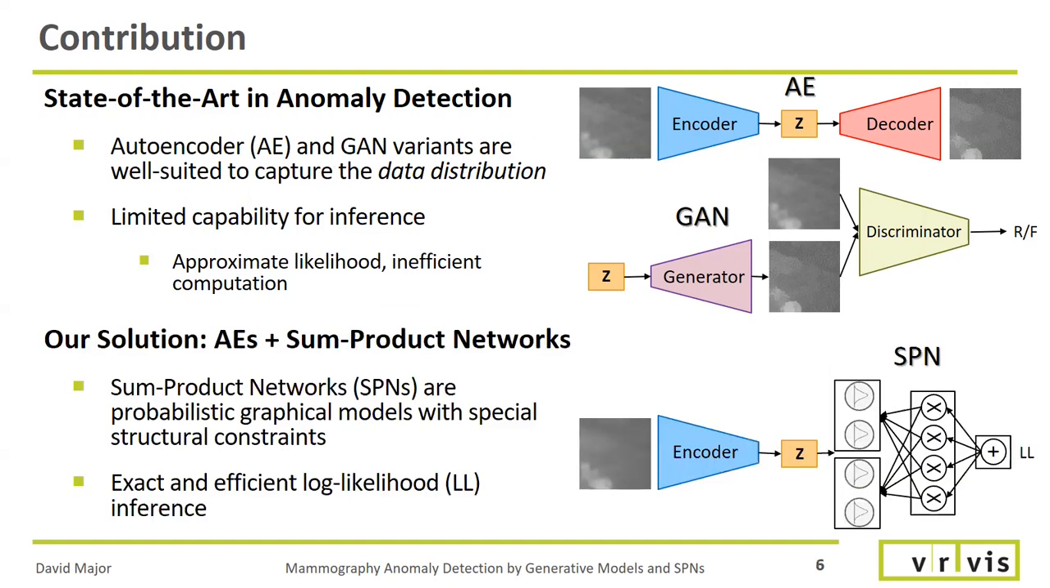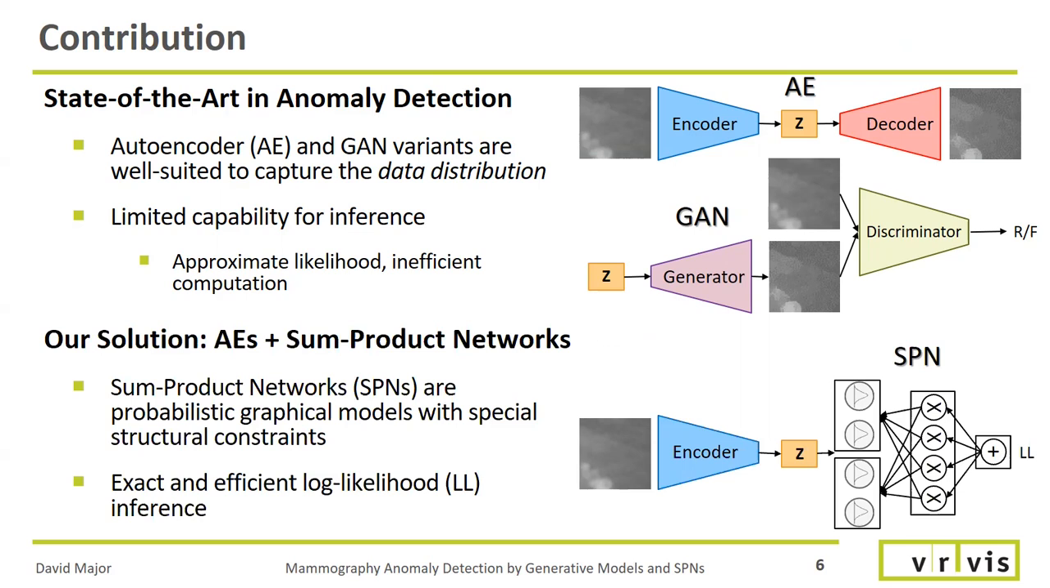For this reason, we propose to combine autoencoders with sum product networks, where an encoded latent vector is passed as input to an SPN, which yields a likelihood as the anomaly score. SPNs are probabilistic graphical models with special structural constraints and allow exact and efficient log likelihood inference.